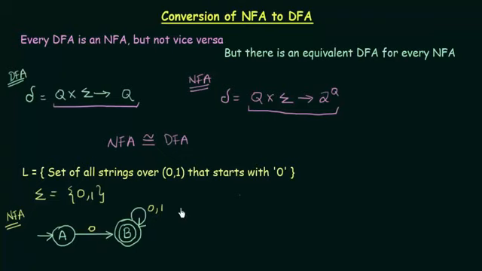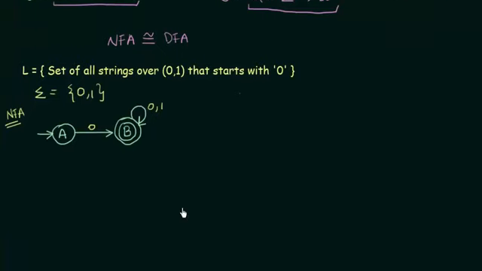Okay, now before proceeding, let us just draw the state transition table for this NFA. In the table I will have my inputs here, 0 and 1, and here I will have my states A and B. Okay, now let us fill up this table. A on getting input 0, where does it go? It goes to B.